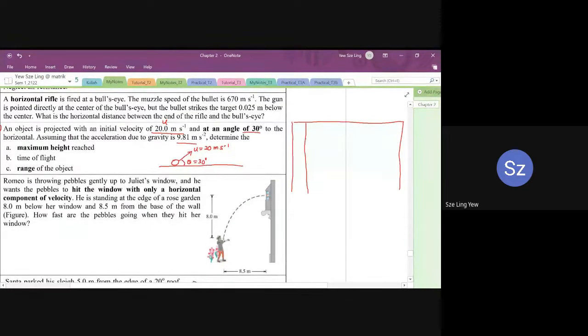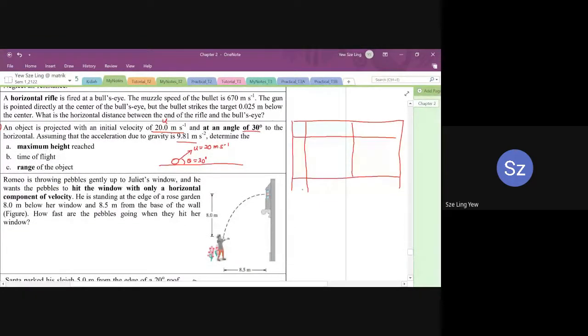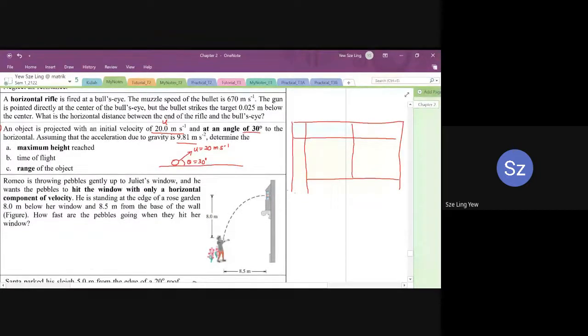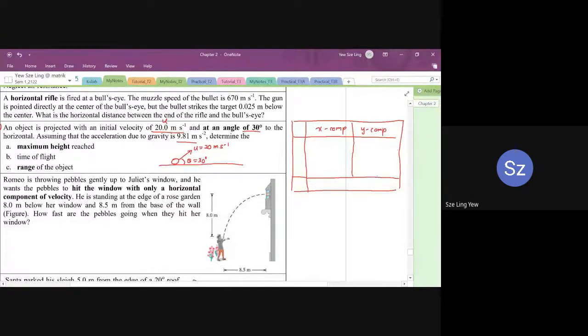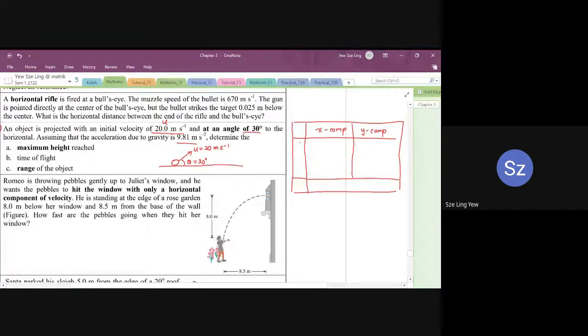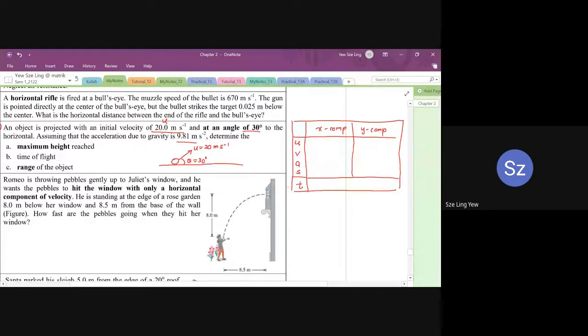So this is my table. Okay, I'm going to put it here. So this is the x component. This is the y component, right? And then I'm going to put my u, v, a, s, t. Okay, put these 5 variables in the table. And this is how we extract the information from the question.